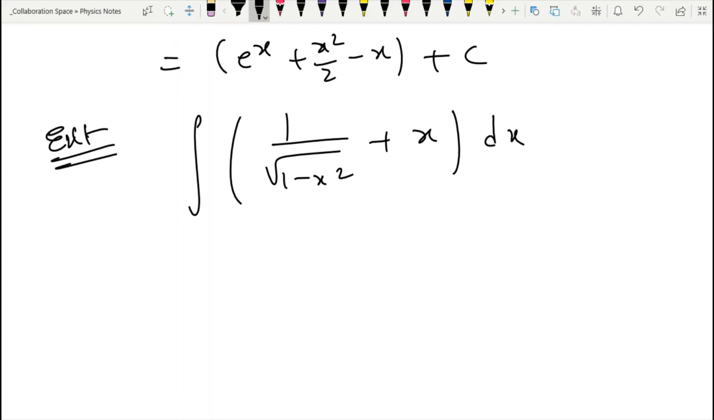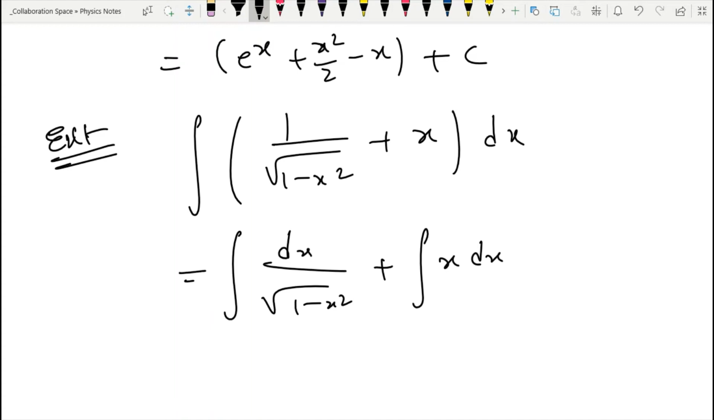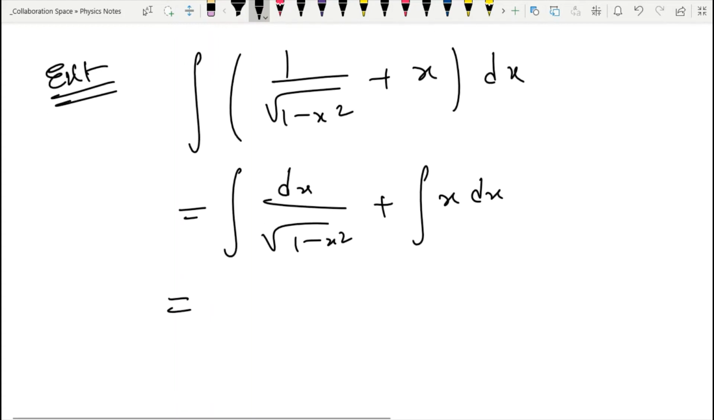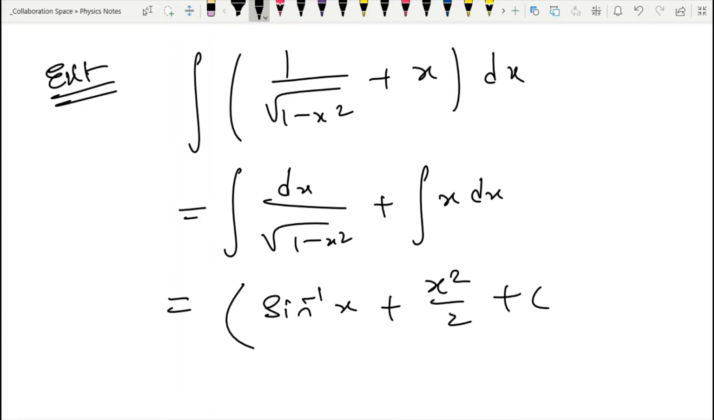Cos inverse x plus 1 I guess. No. Integration of dx divided by square root over 1 minus x square plus integration of x dx. You have to send that integration inside. What is the integration of dx divided by square root over 1 minus x square? Sin inverse x. Integration of x dx, x square by 2 plus c. So this is the answer for the problem. Clear or not?